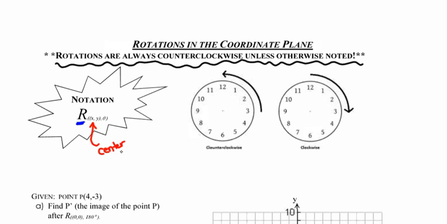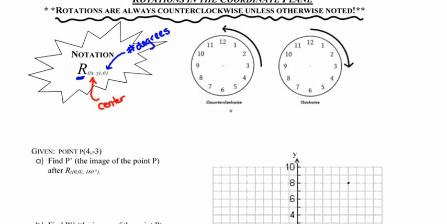And now that we're working in the coordinate plane, the center of the rotation will usually be listed by an ordered pair. And then the angle, or the number of degrees through which the rotation is going to occur. And again, this whole notion of counterclockwise versus clockwise. Counterclockwise, remember, will be a positive number of degrees, whereas clockwise will be a negative number of degrees.